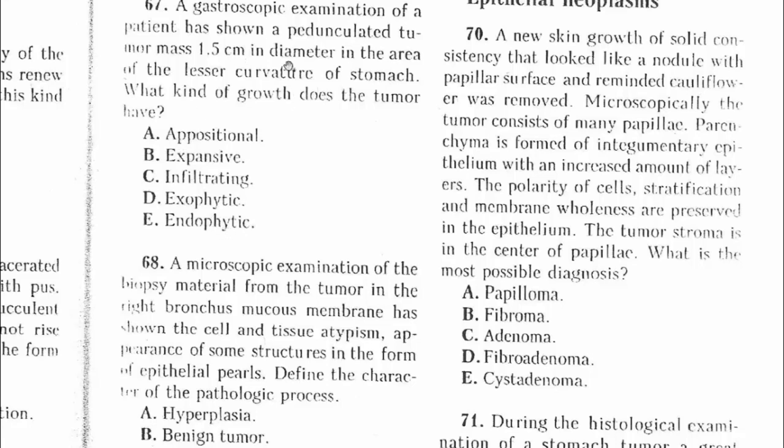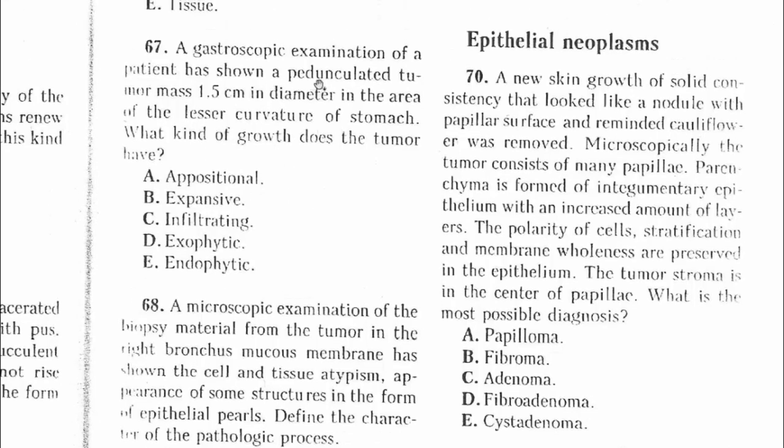Now, with our description over here, they said a pedunculated tumor in the what? Lesser curvature of the stomach. So that means we are talking about what? Exophytic. An expansive growth of a tumor to the cavity of the organ. Don't forget, expansive means what? A tissue which is growing away from the surrounding tissue. So this is definitely what? Exophytic. So your answer is D.